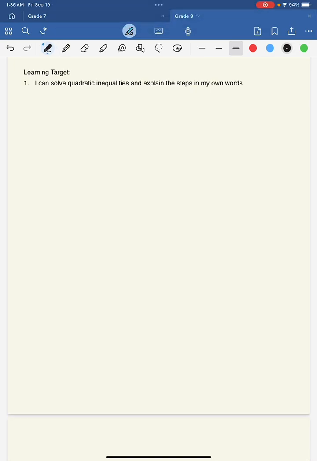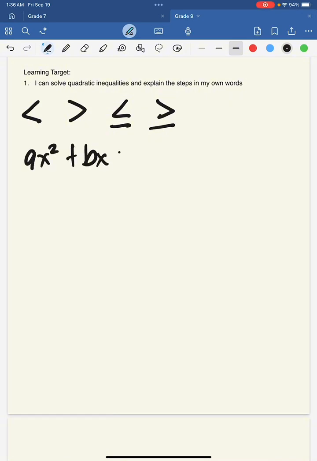Just a quick review. A quadratic inequality is an inequality containing a quadratic expression involving symbols like less than, greater than, less than or equal to, and greater than or equal to. So as you write a quadratic inequality, we write it in the standard form of an equation, but this time it's an inequality. So we have ax squared plus bx plus c, and we choose one of the four inequality symbols.